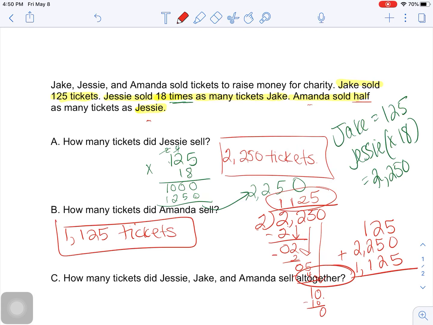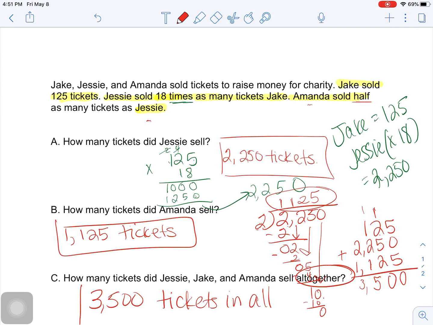It's easier for me. 5 plus 5 is 10 because I don't do anything with the 0. 2 plus 5 is 7, plus 2 more is 9, plus 1 more is 10. 1 plus 2 is 3, plus another one is 4, plus 1 more is 5. And 2 plus 1 is 3. So the total tickets sold are 3,500 tickets in all.